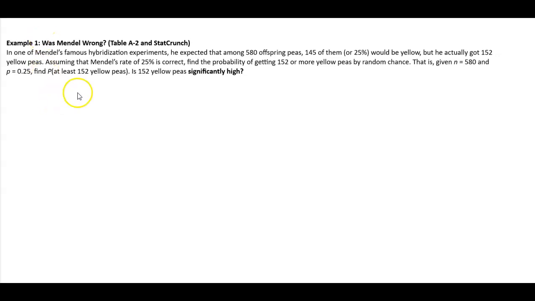Example 1. Was Mendel wrong? Using table A-2 and StatCrunch. In one of Mendel's famous hybridization experiments, he expected that among 580 offspring peas, 145 of them, or 25%, would be yellow. But he actually got 152 yellow peas.